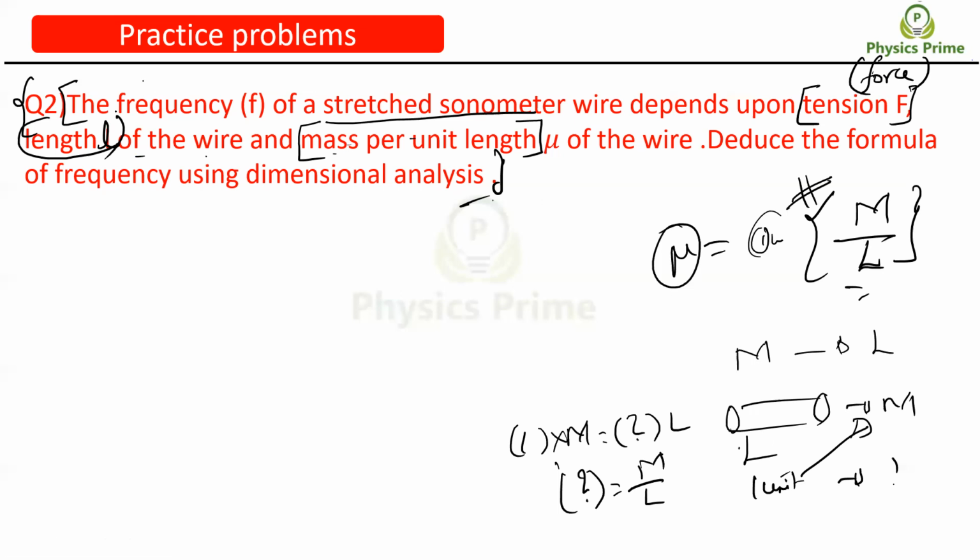Then what is frequency? Do you know what frequency is? Frequency means the number of times something happens. So it is 1 by time period. Frequency is nothing but 1 by time period, so T power minus 1. That will be the formula of frequency.